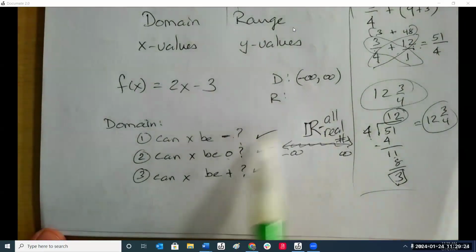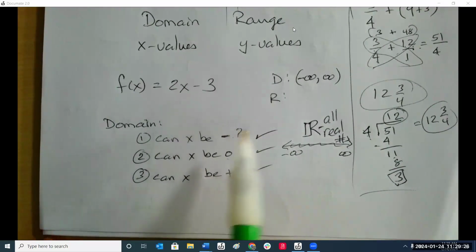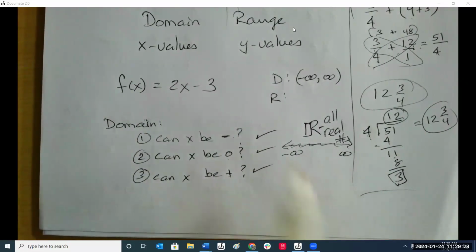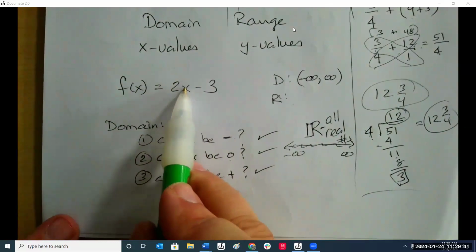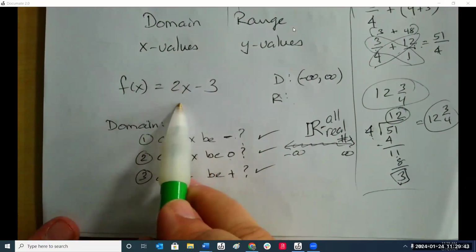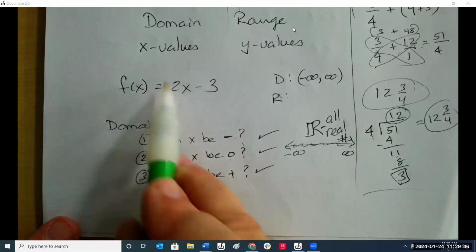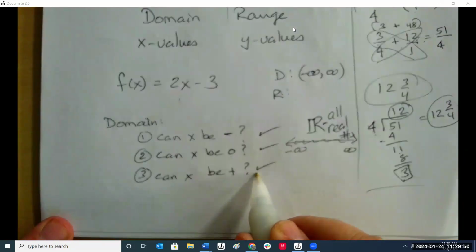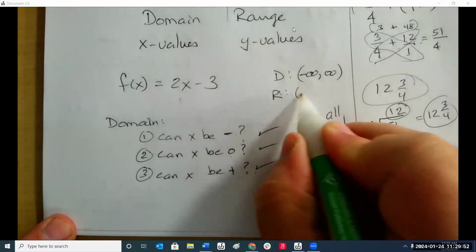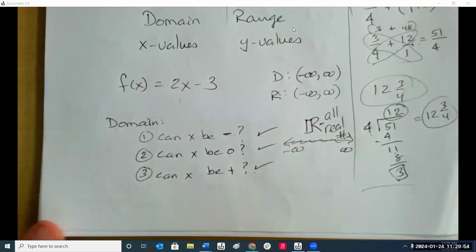So now, since we can put positive, negatives, and zeros in there, what about my output, my y values, my range? Can my range be negative? Yeah, it's not going to stop it from being negative. Can it be 0? Yeah, because if I had positive 3/2 as x, it'd get 0. And can it be positive? Yes. So again, this is from negative infinity to positive infinity.